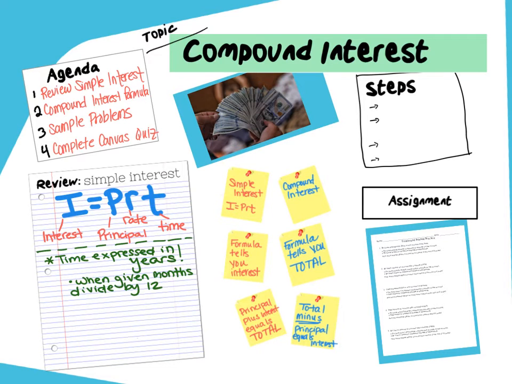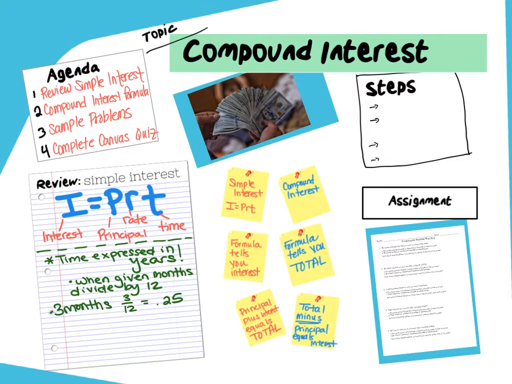So one thing to remember about time, just once again, it's expressed in years. And in a problem, if you're ever given months, you need to remember to divide by 12. For example, if you were given 3 months, you would do 3 divided by 12, which is equal to 0.25 as a decimal. So in my formula, I would use the decimal version instead of 3 months, because you cannot put months into these formulas. It has to be expressed in years.